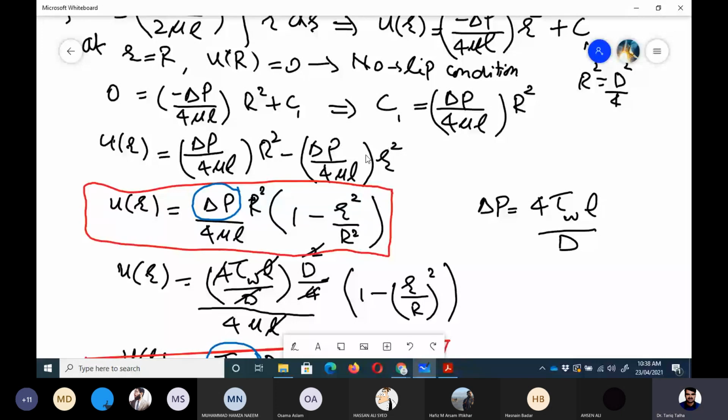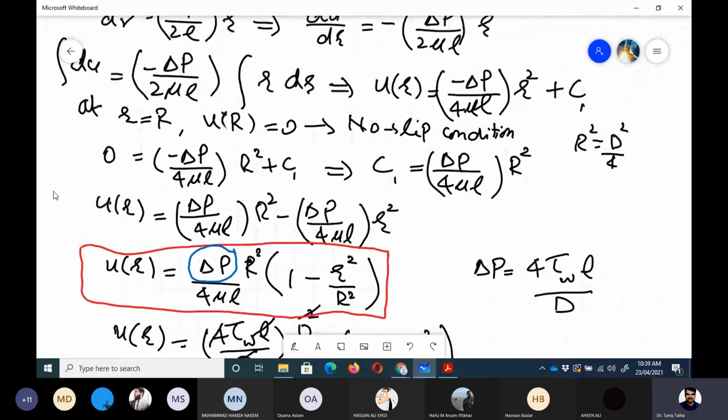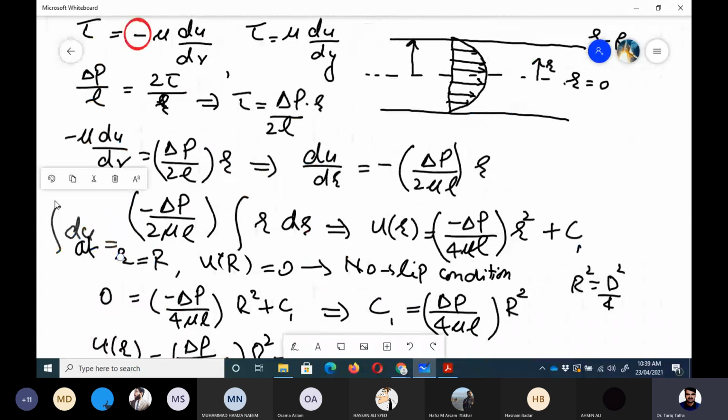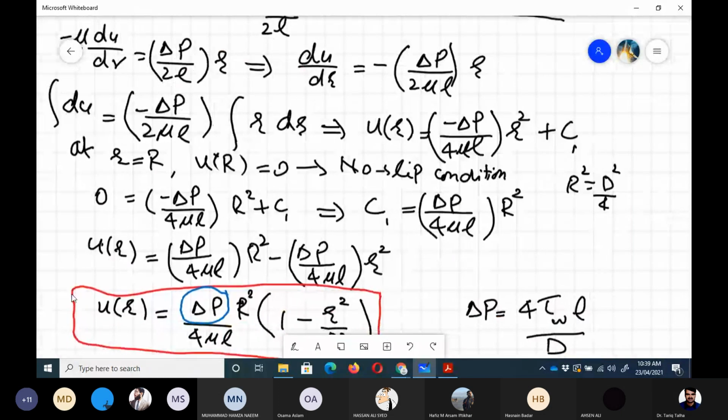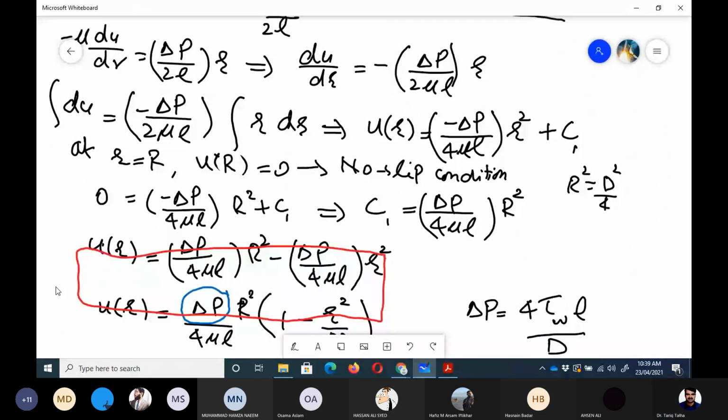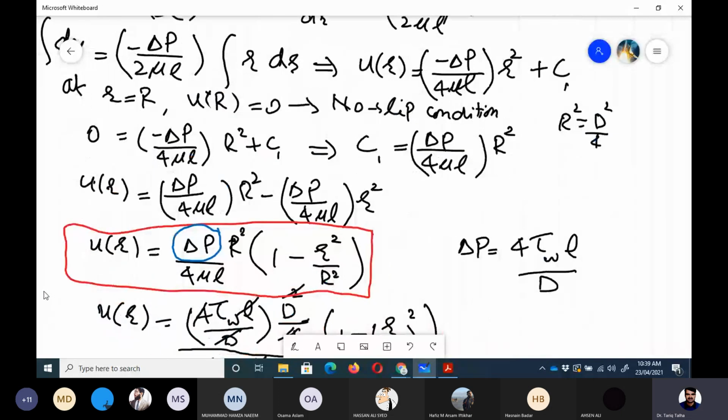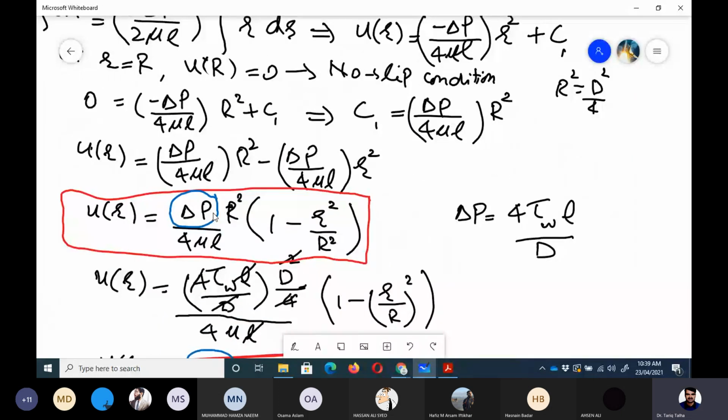How can we get the center line velocity in this relation where this delta p is written? How can we determine the center line velocity? If I show you the schematic, the center line velocity would happen at r is equal to 0, right? So if I put r is equal to 0 in this relation, then I would get the center line velocity. So let me get it from here. If I put r is equal to 0, this term would become 1.